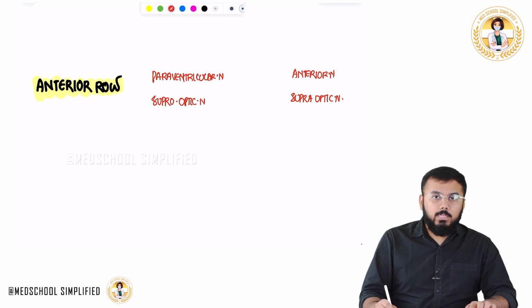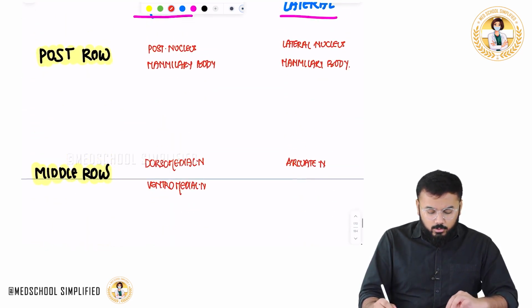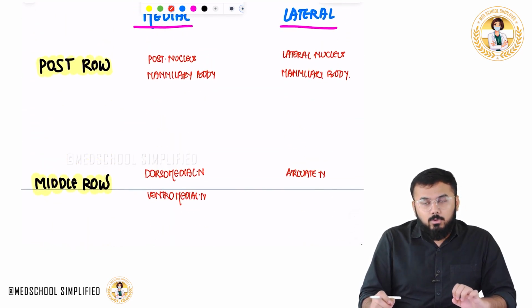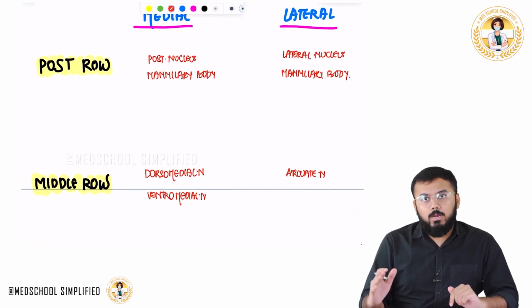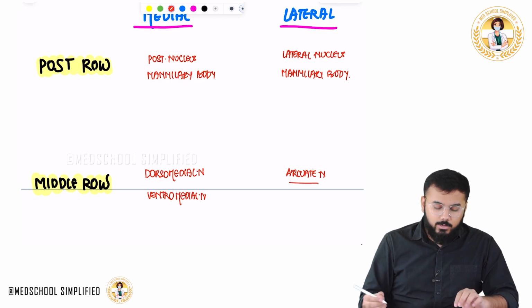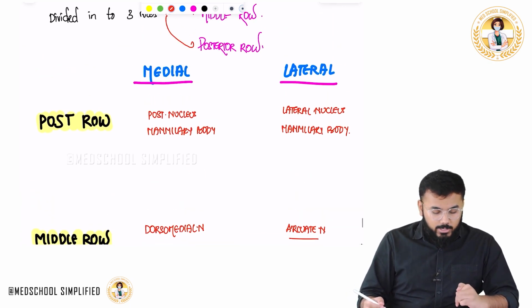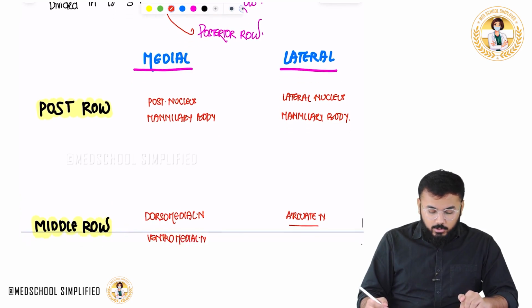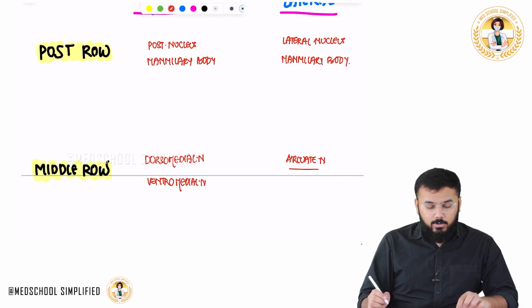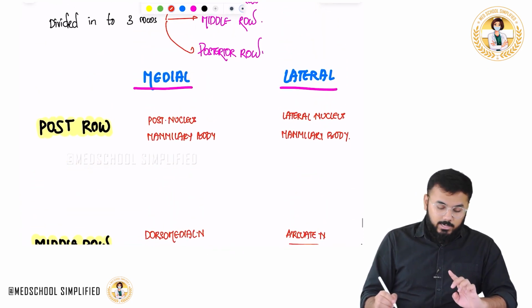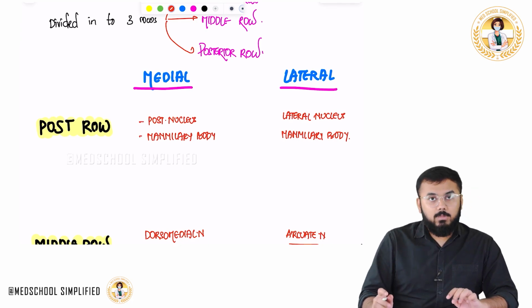Now the next important thing you need to know is, if I ask you what is the nucleus located in the posterior row lateral side, what will you tell? That is your arcuate. If I ask the nucleus located in the middle row lateral side, that is arcuate. Posterior row medial side, you will tell it as the posterior nucleus as well as the mammillary body.